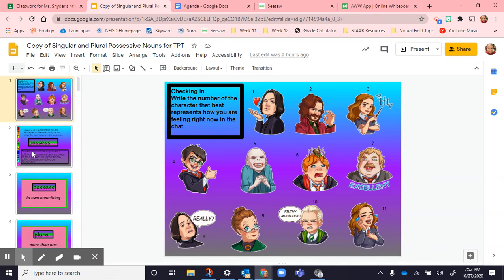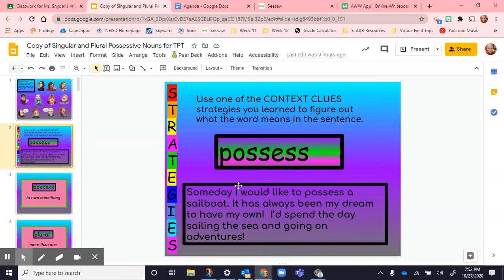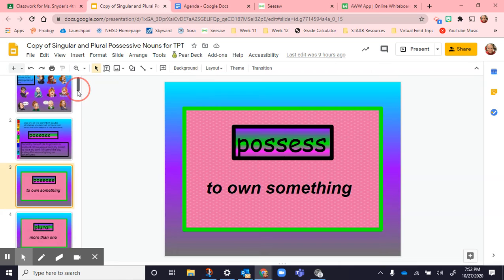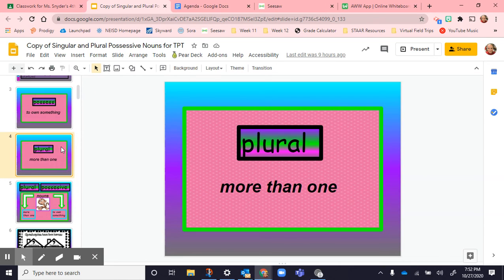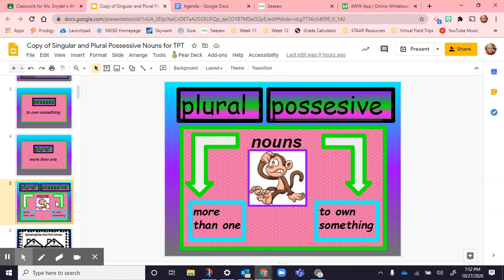So we reviewed some vocabulary. Possess: if you possess something, it means that you own it. Plural means that there is more than one. So if you see the word plural, we're talking about nouns where we would have more than one of them. Possessive: those nouns, if it's a person, the person owns something, okay?